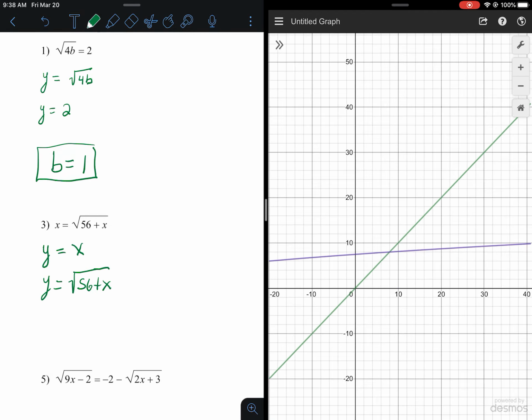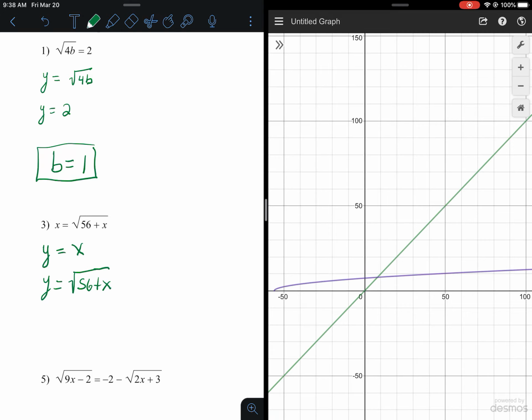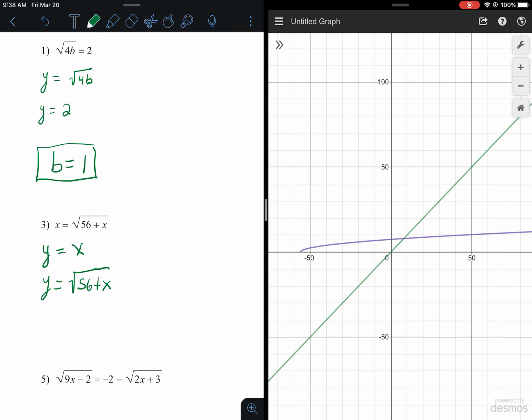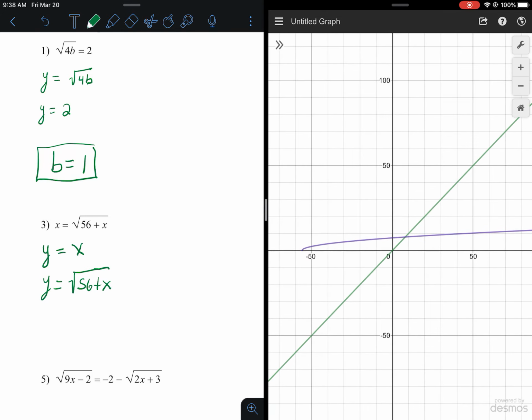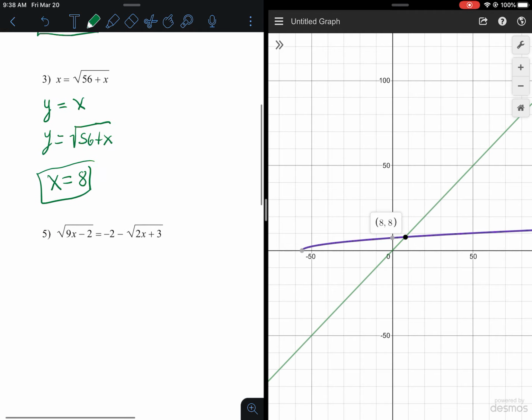You might have to change your zoom window so that you can see where they cross. Some of these might have more than one answer. Now, this one is only going to have one answer, and the answer is going to be that point of intersection there, which is when x equals 8.